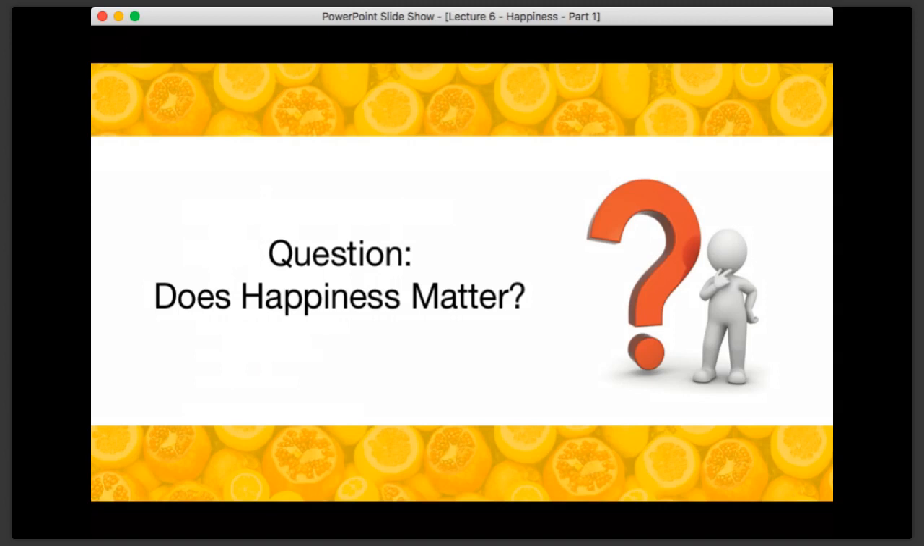So to start out, does happiness matter? Like, who cares if we're happy? I mean, of course we care if we're happy because we feel good, right? And it feels good to feel good. That's a tautology, I think. I think that's the right use of that word. It's an obvious thing, right? It feels good to feel good. But, so what? Does it do anything else for us other than allow us to feel good?